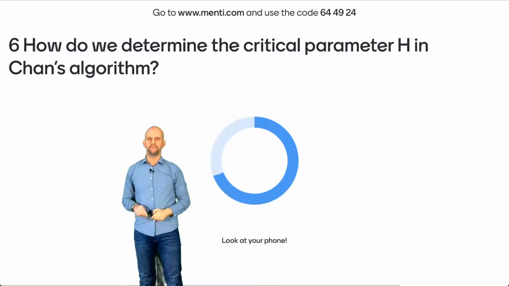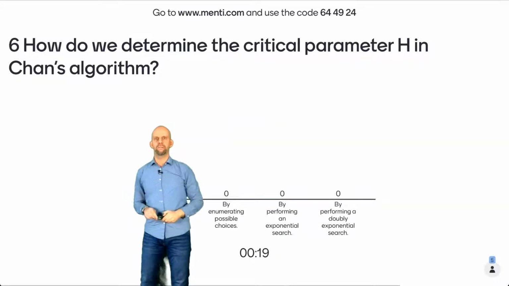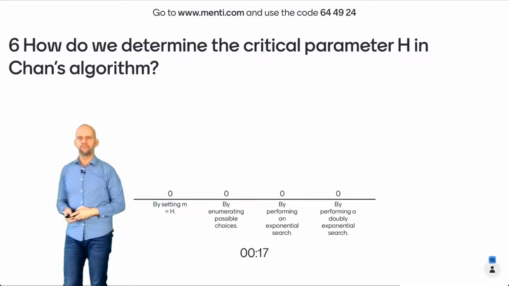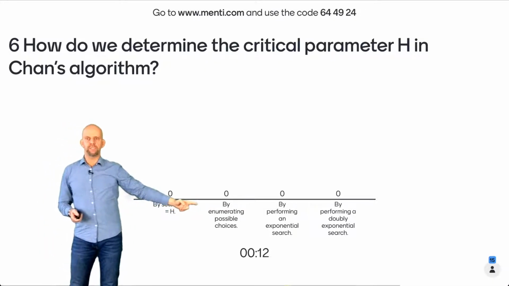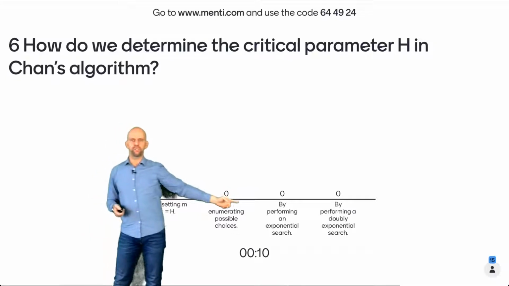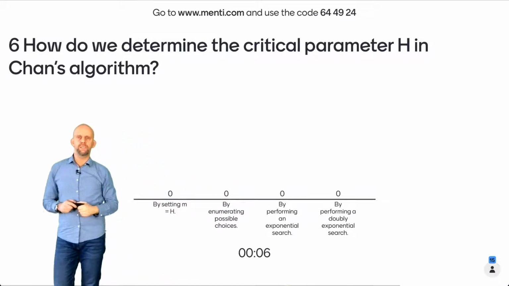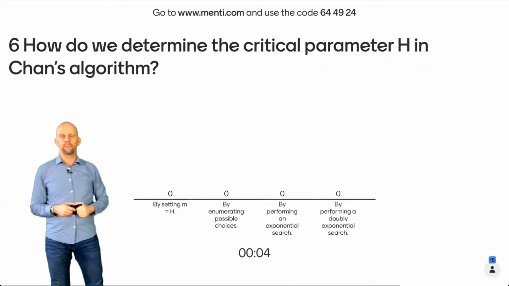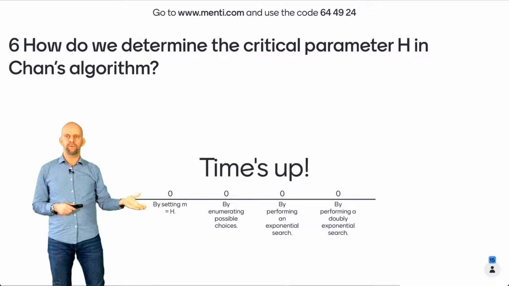Answer fast to get more points. How do we determine the critical parameter h in Chan's algorithm? Setting n equals to h, enumerating possible choices, performing an exponential search, performing a doubly exponential search. What's it gonna be? What do we do?